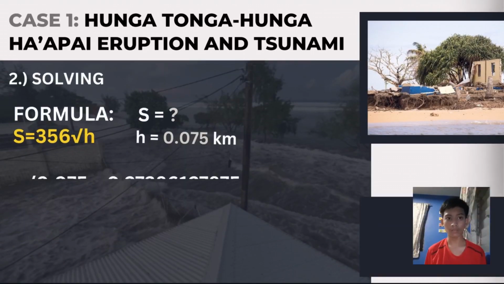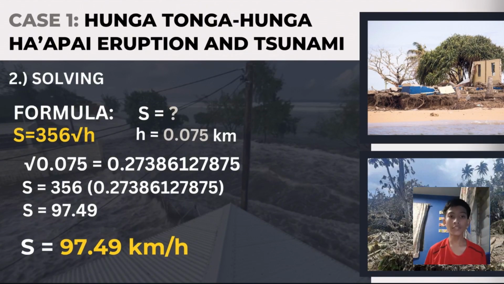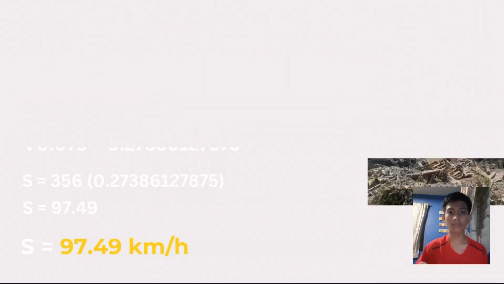So let's get to the solving. We use the formula 356 times the square root of the height. So in this case, the height is 0.075 kilometers. To solve this, we need to solve for the square root of height, which is 0.27386127875. Then we multiply it by 356, and there we go. We solve for the tsunami speed, which is 97.49 kilometers per hour.